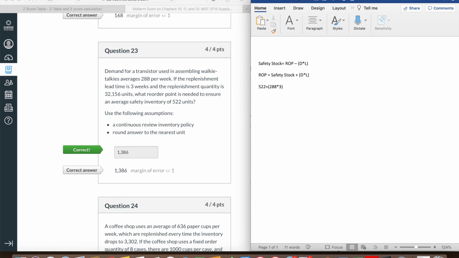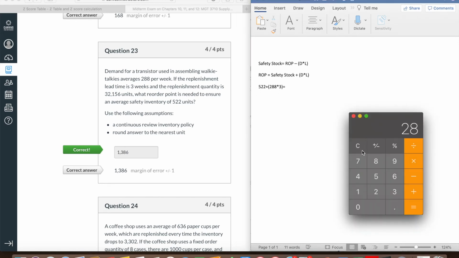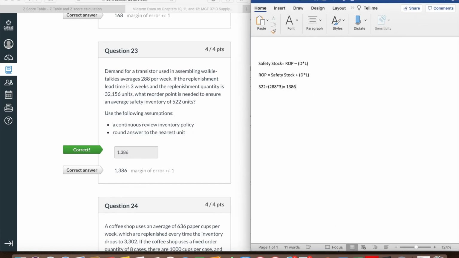A note with the lead time: whatever metric they give you, just follow their metric. If it's 3 weeks, it's 3 weeks. Don't try to make it 21 days. That will throw the equation off. So with this, we get a reorder point of 288 times 3 plus 522, to get the answer of 1,386, which is the correct answer. So 1,386. There we go. That's how you do question number 23.